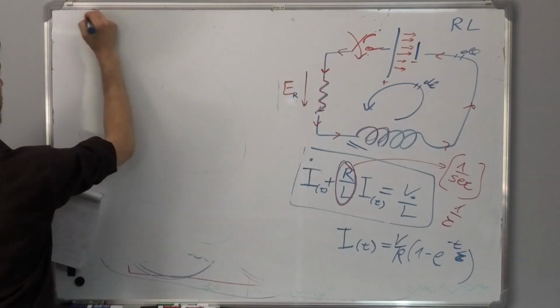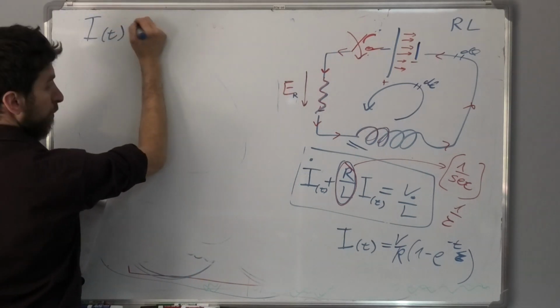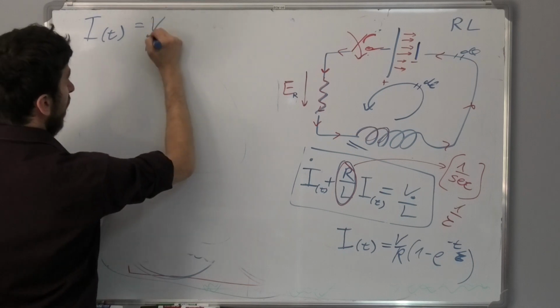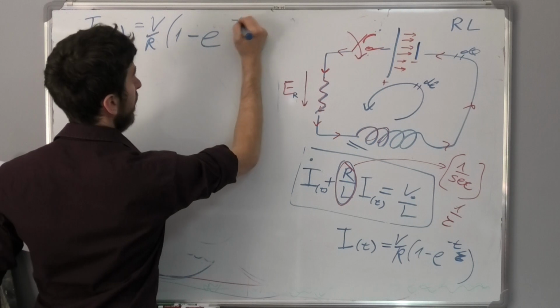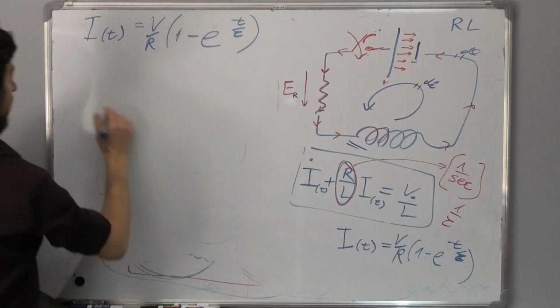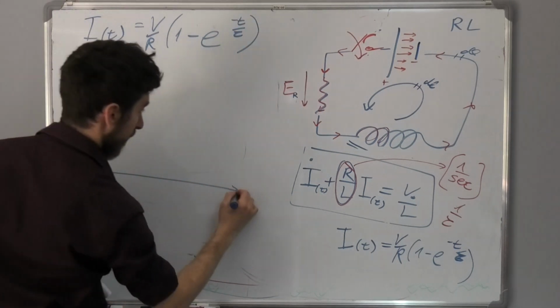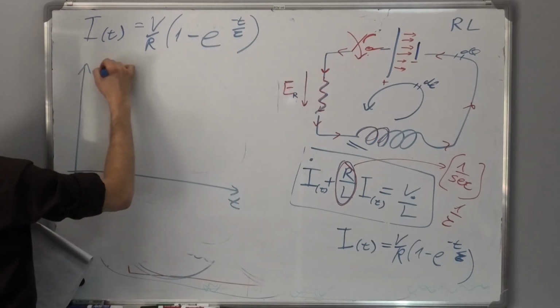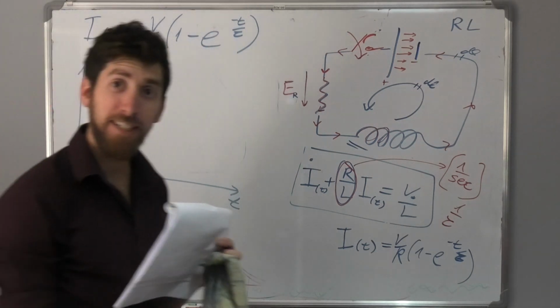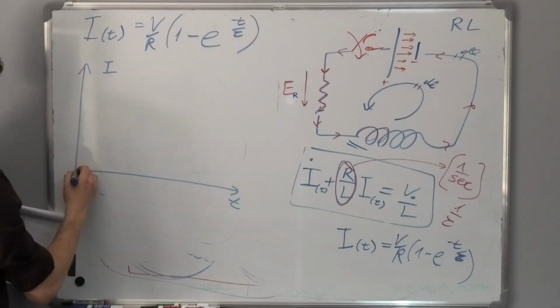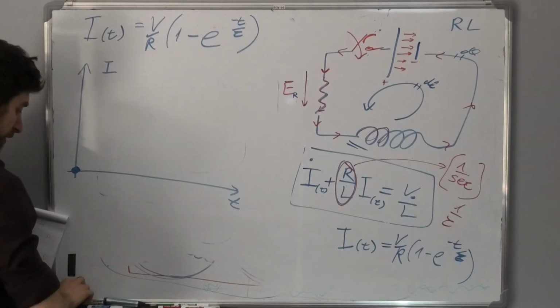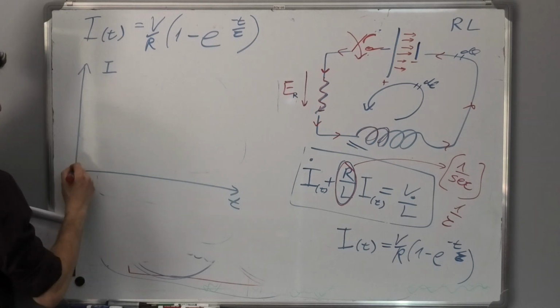So let's clean this up. I(t) equals V over R times 1 minus exponent of minus t over tau. Okay? So let's draw this. This is the time, this is the current. So at the beginning, what we said, the current must be 0, so we're starting from this point, I'll do it in red, this point.